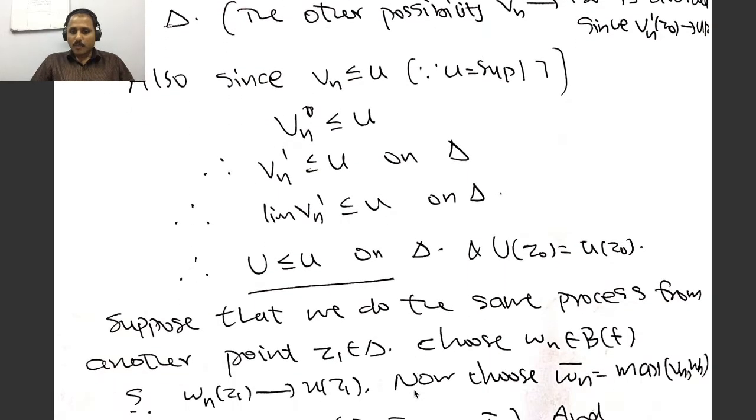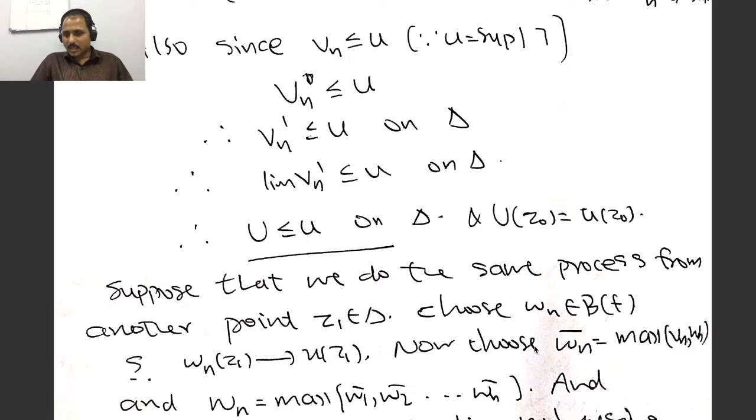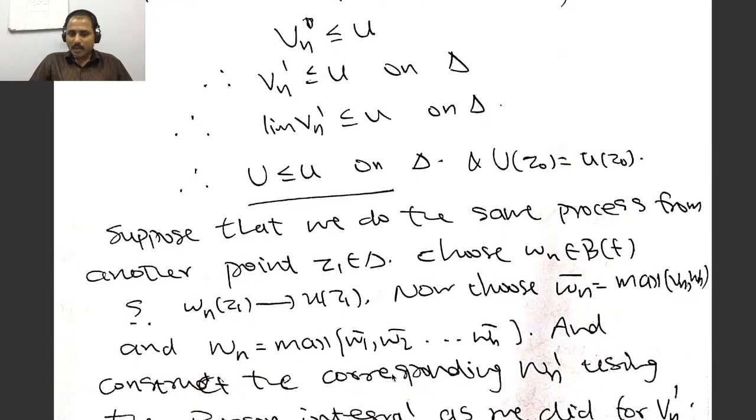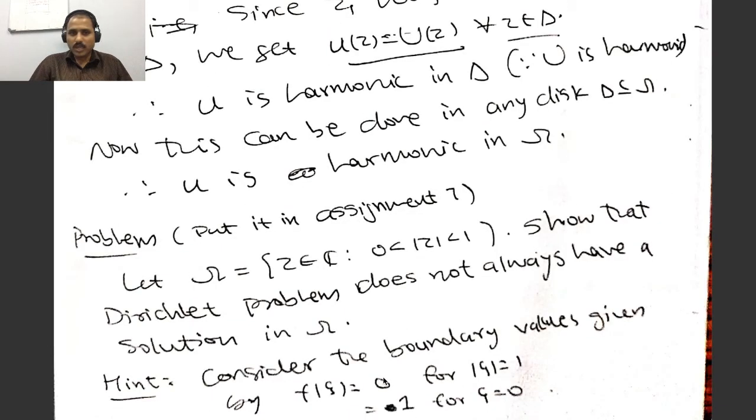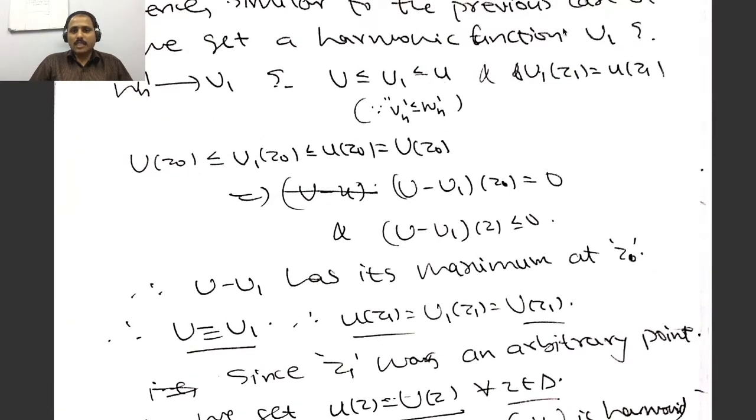Okay. So now we need to prove the other inequality. So suppose that we do the same process with another point Z1 in delta. Choose omega n belongs to Bf and do the same process. Instead, some change is that we choose omega n bar to be the maximum of Vn, and then take capital omega n to be the maximum of omega 1 bar, omega 2 bar, etc., omega n bar. Then we construct omega n prime in a similar way using the Poisson integral. Then in the similar process, you will get a harmonic function capital U1, such that omega n prime converges to U1. And capital U is less than or equal to U1, which is less than or equal to small u. And U1 at Z1 is equal to small u at Z1.